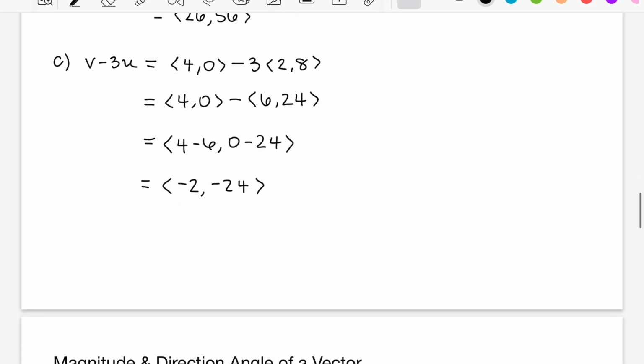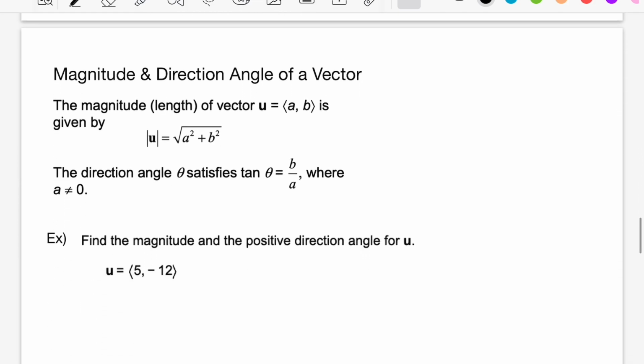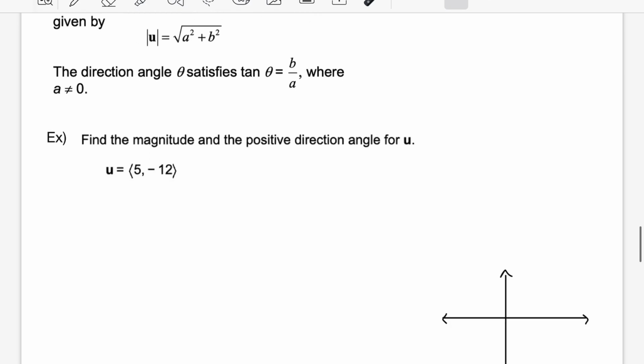All right, so this brings us to our magnitude and direction angle of a vector. So the magnitude, or the length of our vector, is going to be given by the square root of our horizontal component squared plus our vertical component squared. And then the direction angle theta satisfies this here, where we're not going to be dividing by 0. So let's look at this example here. We want to find the magnitude and the positive direction angle for our vector u.